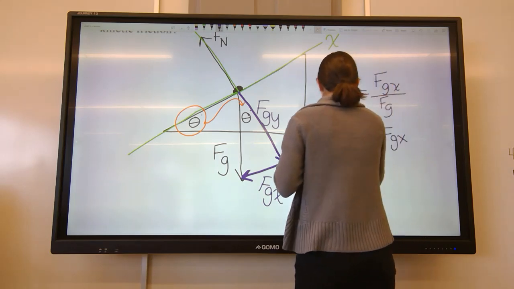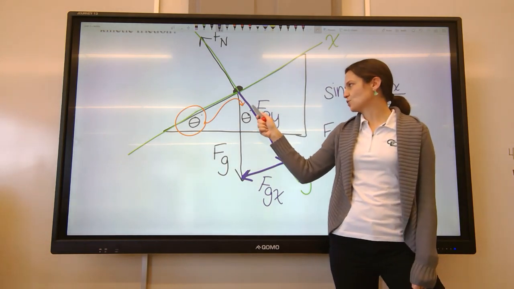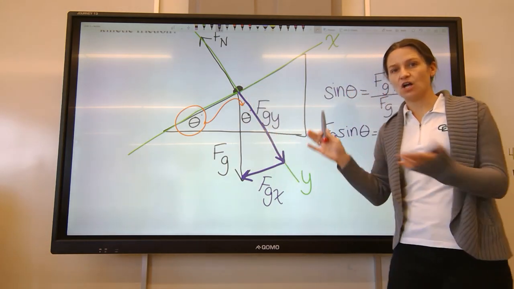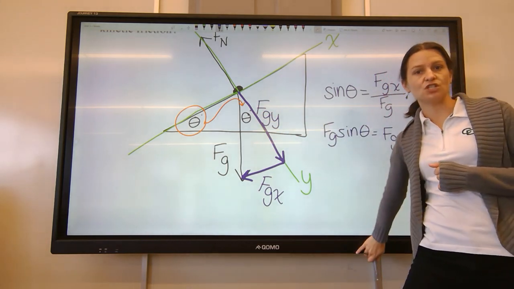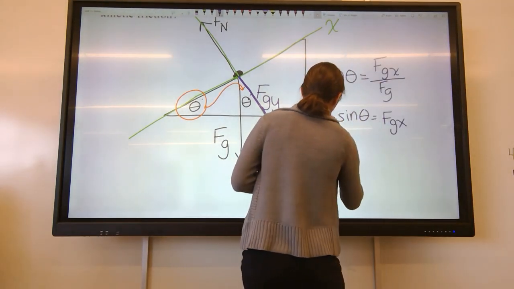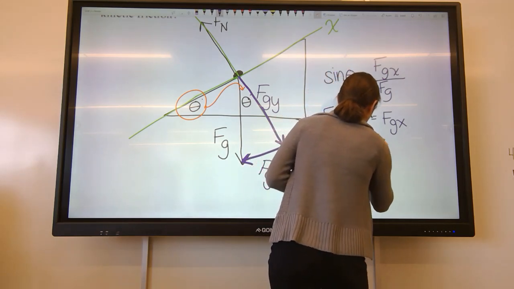And hopefully we're comfortable enough with trig by now that you realize that if I were to stand at this corner and do the cosine, it's all going to be the exact same except it's going to be the adjacent side, so that's going to give me FGY. So FGY is going to be equal to FG cosine theta.